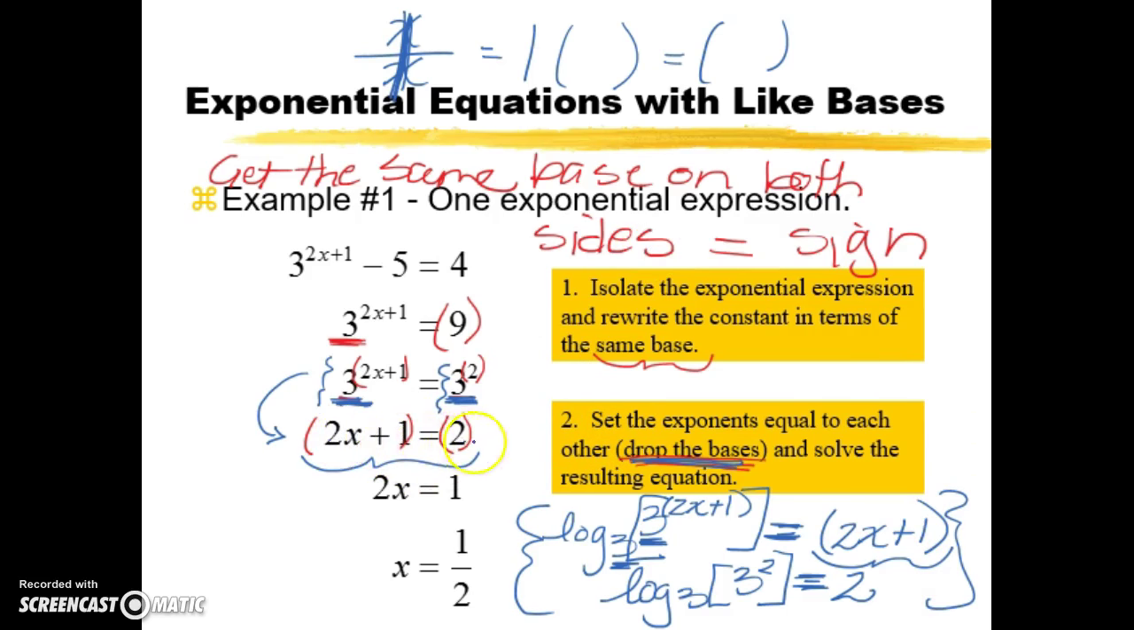So now we have an equation in x. Very easy to solve this equation. We're going to subtract 1 from both sides. We're going to divide 2 on both sides, and this is a true equation when x equals 1/2. So pretty simple to do.